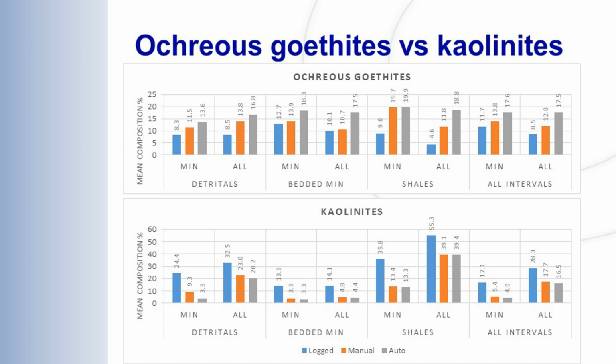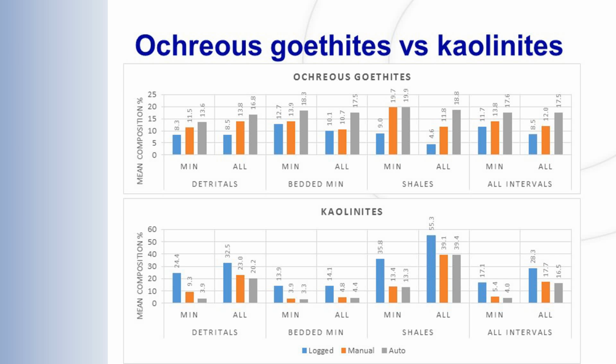Now, one of the things that came up over and over again when people are manually logging and manually validating is the change between shale and the ochreous goethite. So we looked at the percentages of these types in the different compositions.